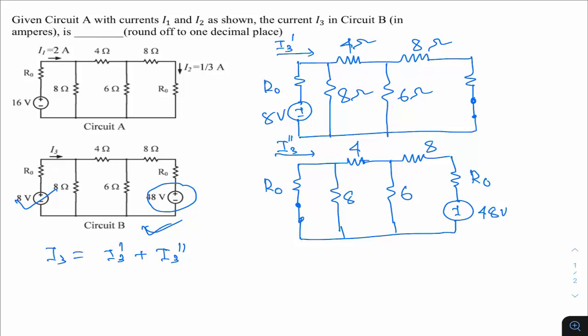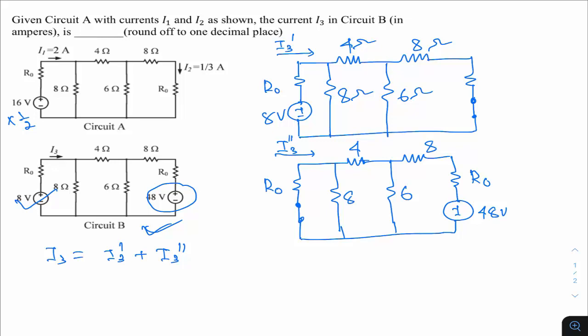Okay, so if you see this I3 dash, and compare this circuit with these circuits, what is the difference? The only difference in this case is this is a 16 volt source and this is an 8 volt source. That means if I'm multiplying half into this 16, then it will be 8. So you know the principle of homogeneity. In a network, if you have a single source and that source is multiplied by a constant k, then all the voltages and currents in the network are also multiplied by the same constant k. That means if I multiply 16 by half to get 8, then all the currents in the network will be multiplied by the same constant half.